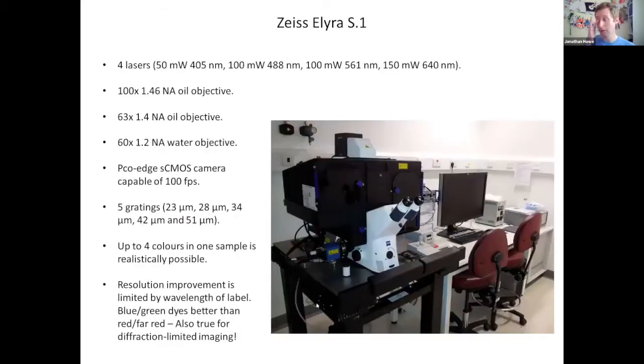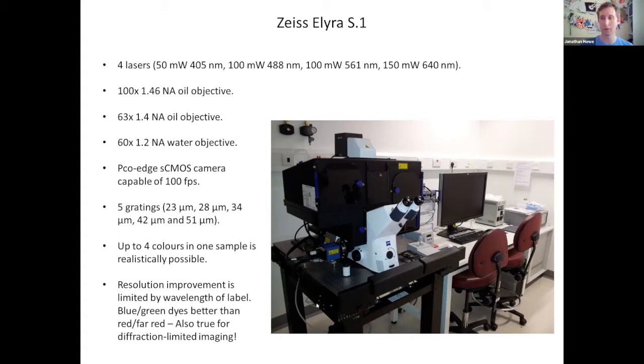So at the LMB, we're lucky enough to have a SIM microscope, which is from Zeiss. It's got 4 lasers for blue, green, red, and far red imaging. It's got several high NA lenses. Now, the resolution is still limited by the NA, so you want to start with as high a NA as possible. The camera has very small pixels, which is important for ensuring Nyquist sampling.